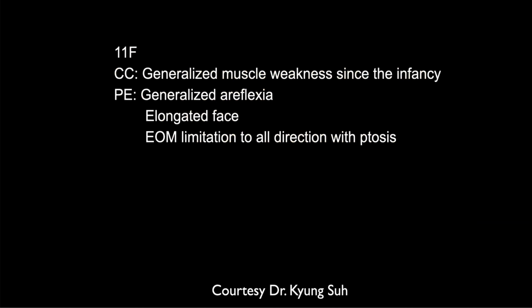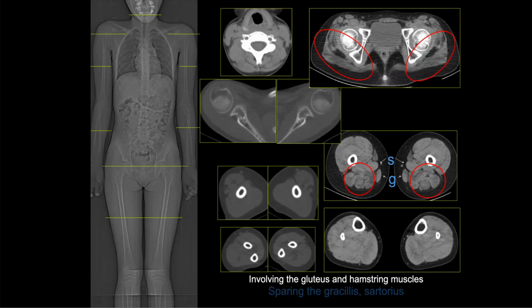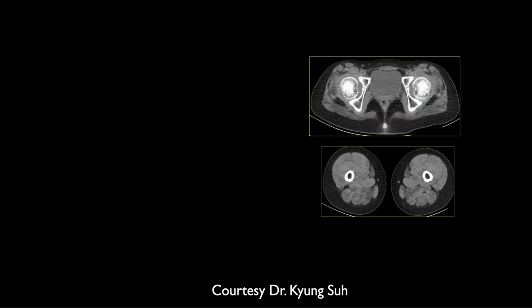All right, 11-year-old female, generalized muscle weakness since infancy, areflexia, elongated face, ptosis. I guess there is some piriformis atrophy in those hips, and the hamstring muscles are all atrophied as well. So what do you think?